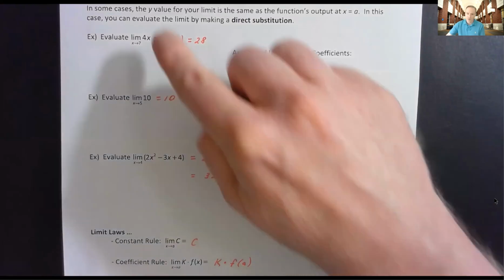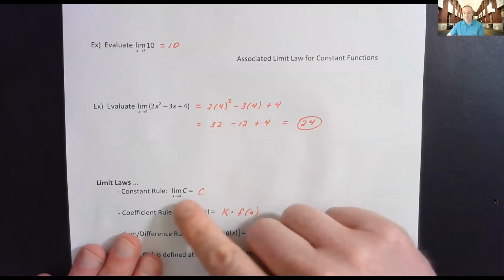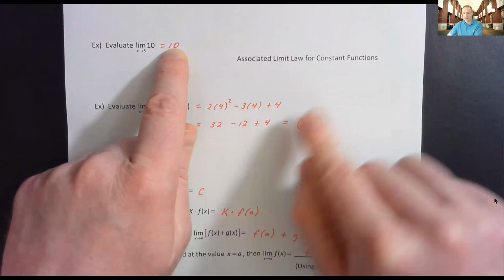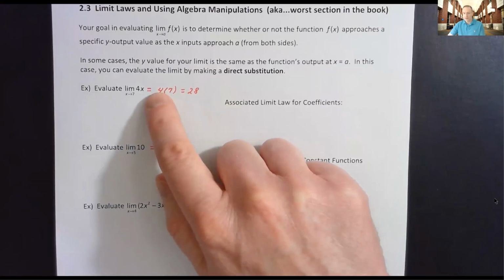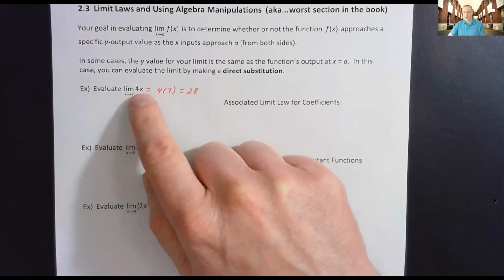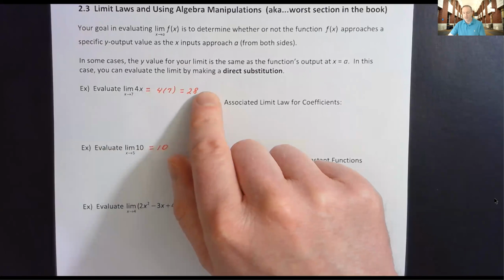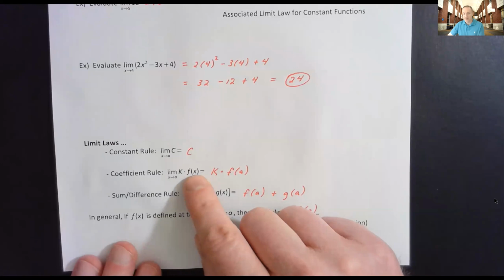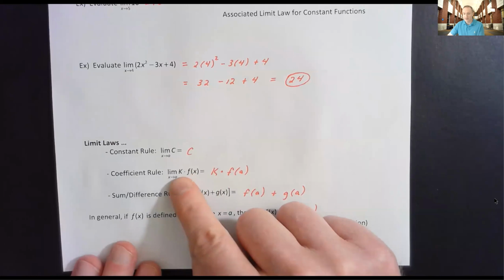Now, the 3 rules that I've used on this page are the limit as x approaches a of any constant is just that constant. That's what I showed right there. That's the associated limit law for constants. Well, the coefficient rule, which is what I was trying to show up here, is that it doesn't matter what the coefficient of x is. All you do in order to apply the limit is just to plug the value of x in, multiply that coefficient, and get your answer. That's why it's saying the limit as x approaches a of k times f of x is just k times whatever your function is evaluated at the value of a.